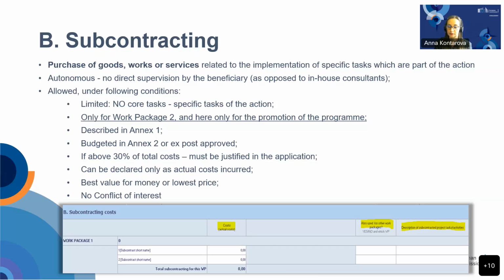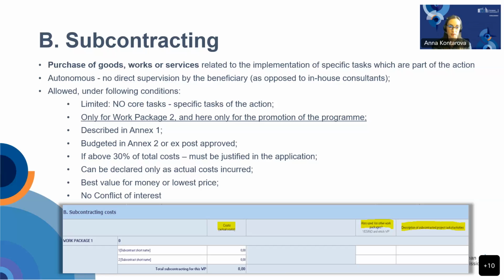Please note that subcontracting has to be described in advance, basically when you are submitting your proposals in Annex 1 and the corresponding cost budgeted in Annex 2. Normally, if it's about 30% of the total cost, we will ask also for a justification.